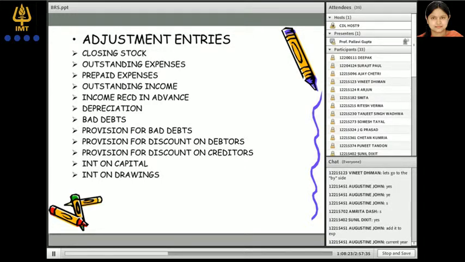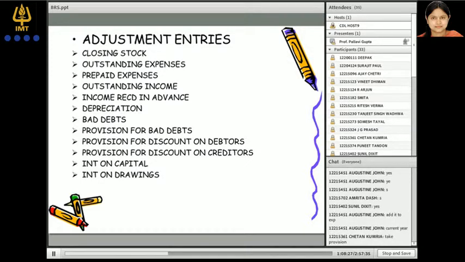Now when I pay the electricity bill, I make the entry electricity expense debit, to cash or bank, whatever it is. But now in this case, electricity expense needs to be debited, right?